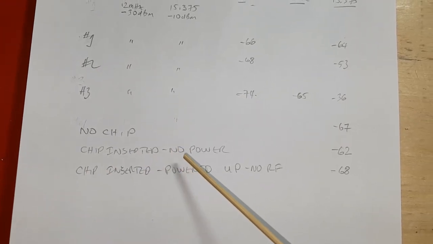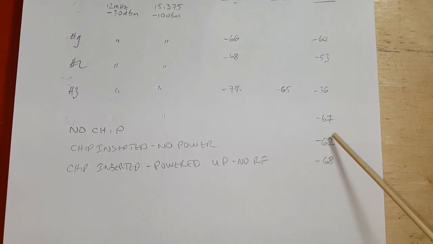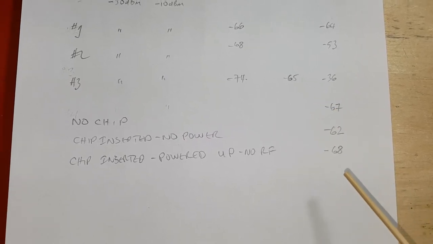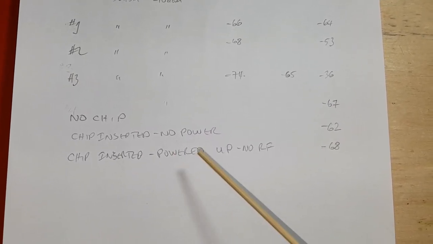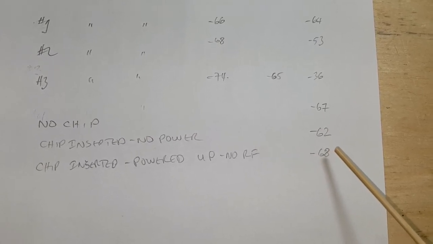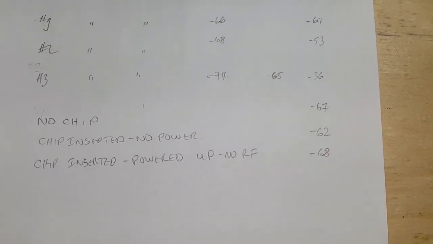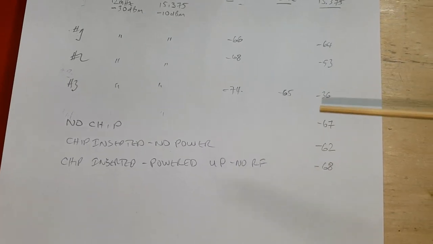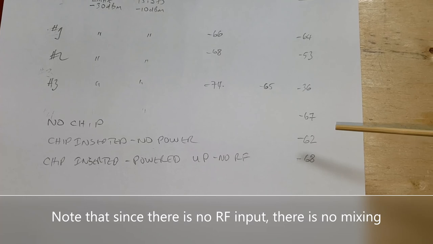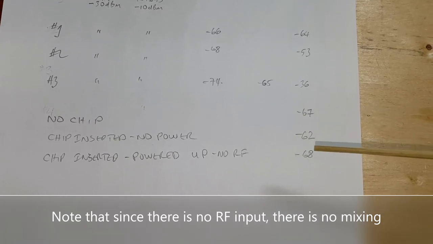With the chip inserted and no power applied, there was a minus 62 dBm signal coming out of the output, which is slightly higher than what we saw with no chip inserted. With the chip inserted and powered up, but no RF being fed in, the LO frequency present at the spectrum analyzer was minus 68 dBm. So we're still seeing some level of that LO coming through. What I'm trying to show here is that some of the signal we're seeing in our original test is probably due to parasitic capacitive coupling between the pins on the chip and also some sort of coupling within the actual chip itself.